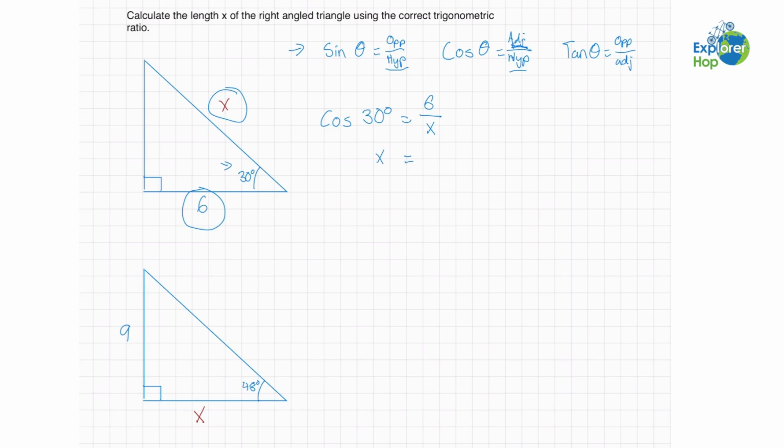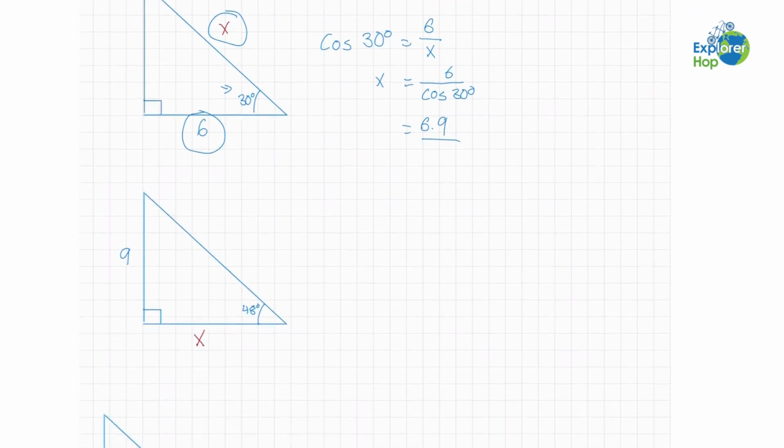And since x has to be isolated, we have to move cos to the other side with 6. So that goes on the denominator. So 6 divided by cos 30. Now we can't do mental math with trigonometric ratios, so we have to put it in the calculator. When we put it in the calculator, we are left with 6.9. And that's how you find the length of x.